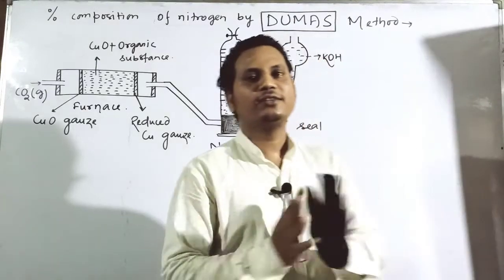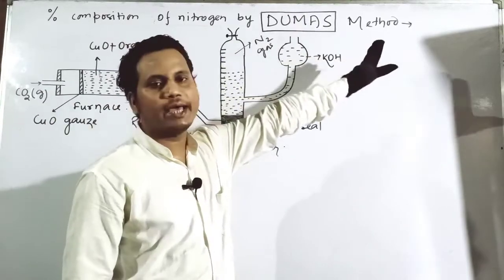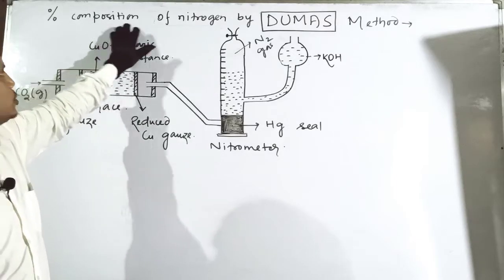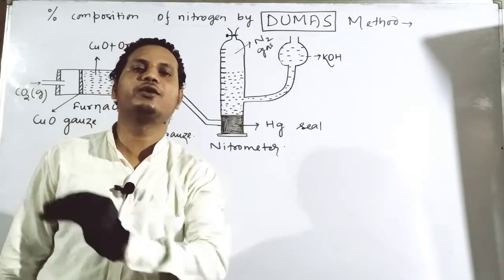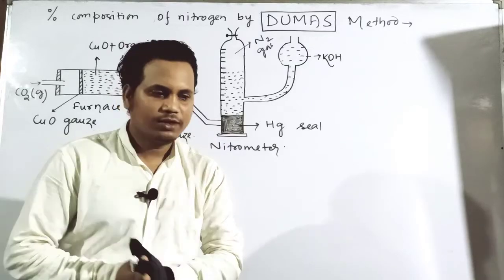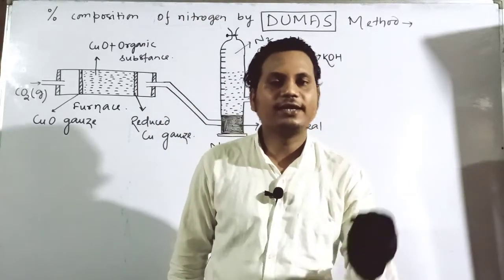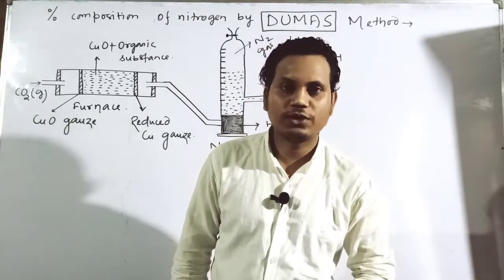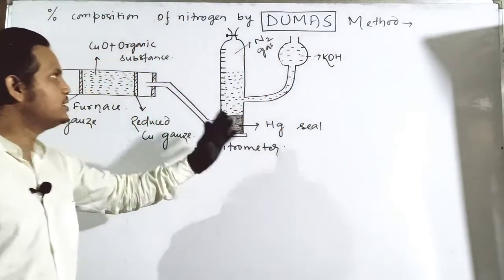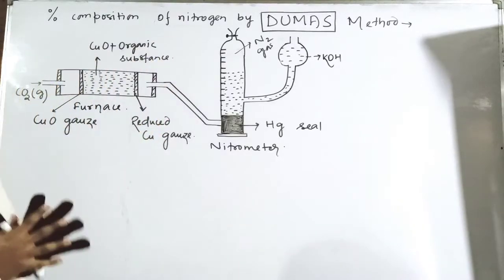Hello everyone. Today we are going to discuss the Dumas method, which is used for the percentage composition of nitrogen in an organic compound. If an organic compound is given, then the percentage composition of nitrogen present in it can be determined by the Dumas method. Myself Muhammad Ruhul. So let's start this.